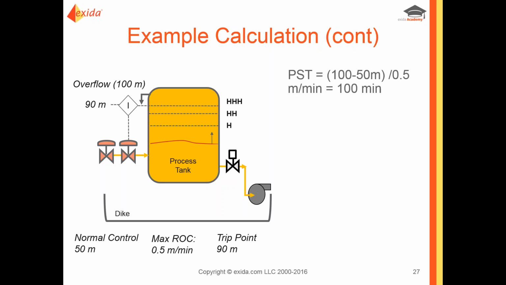So the process safety time is the difference between the overflow level of 100 meters and the normal operating level of 50 meters, times our 0.5 meter per minute maximum rate of change, or 100 minutes. That is the overall process safety time. The trip is at 90 meters, so our time to trip is 90 meters minus the 50 meter normal operating level, again multiplied times our rate of change, to deliver 80 minutes on the time to trip.